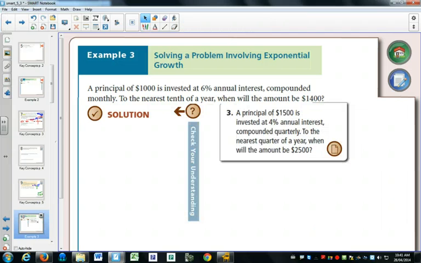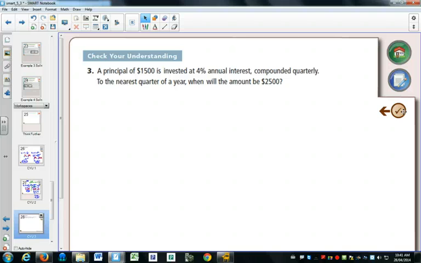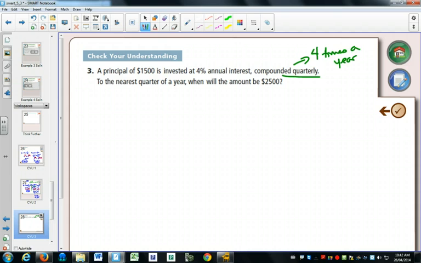So here's example 1. First of all, we're going to have to know what some English words mean. How often is quarterly? How many times a year? Every 3 months, which is how many times a year? 4 times a year. So that's going to tell you that your N value is going to be 4.